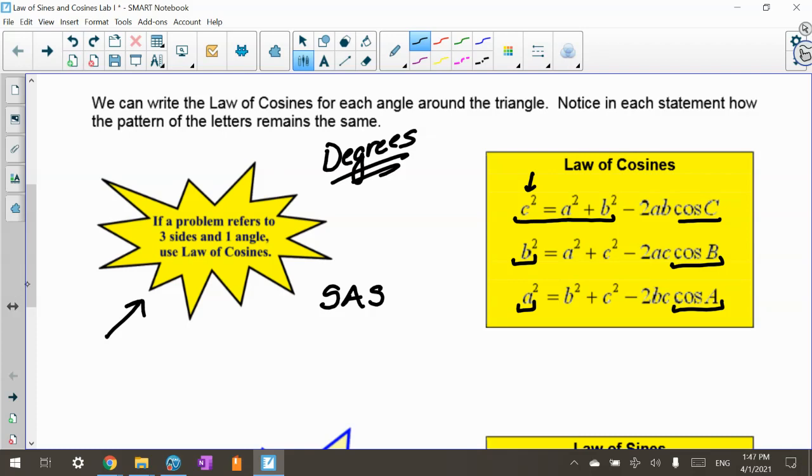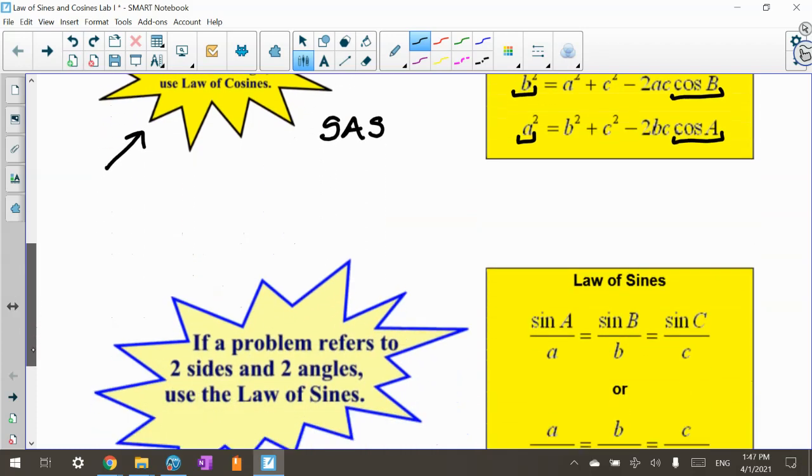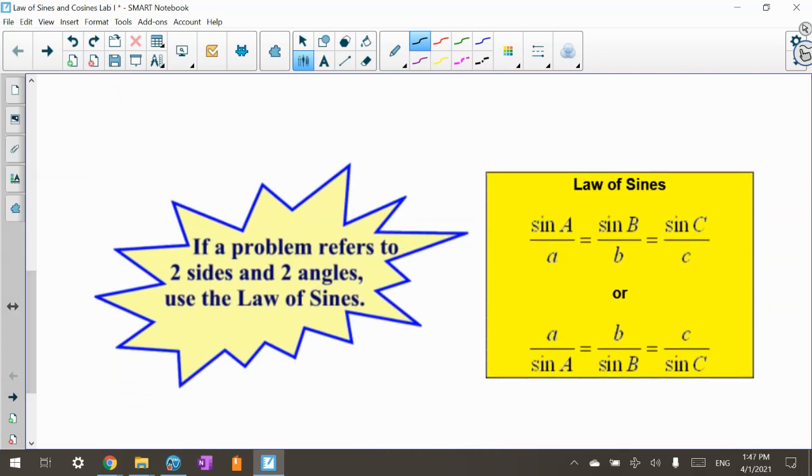That should bring fond memories. The other one we're going to learn is called the law of sines. The law of sines is also a pattern. This problem refers to if we have 2 sides and 2 angles, we use the law of sines. And there's 2 ways to do this.